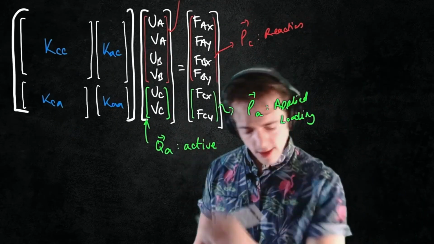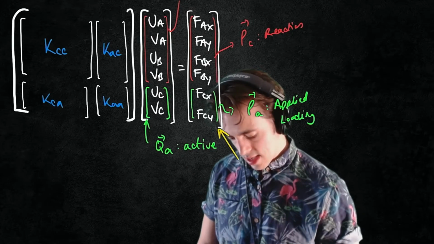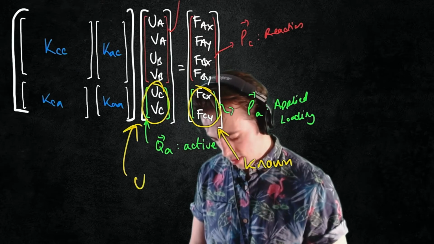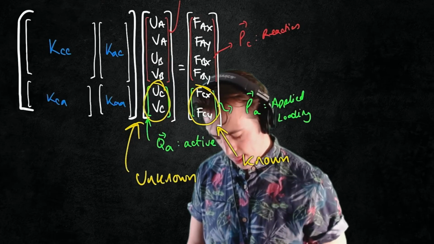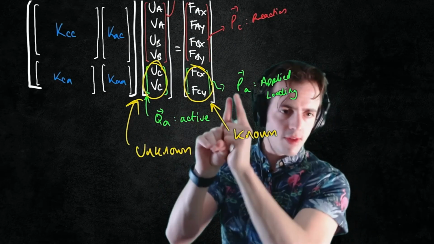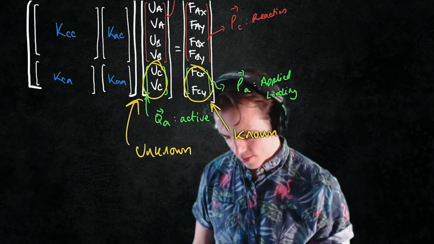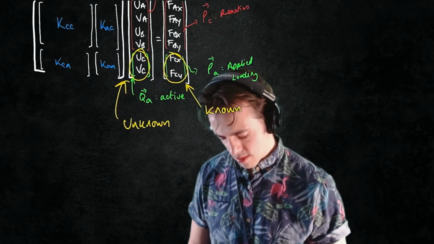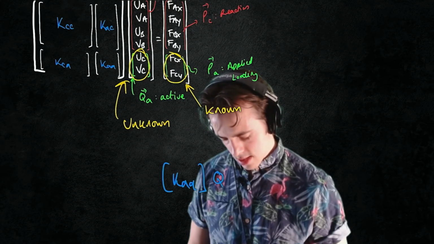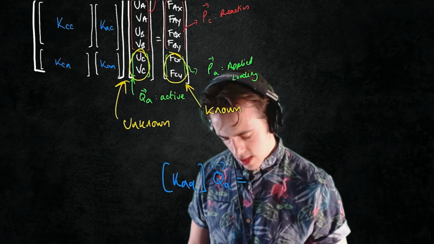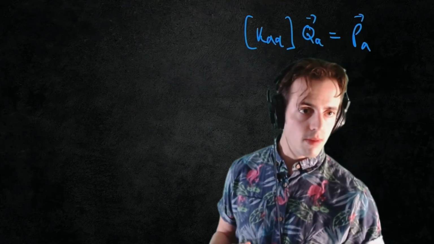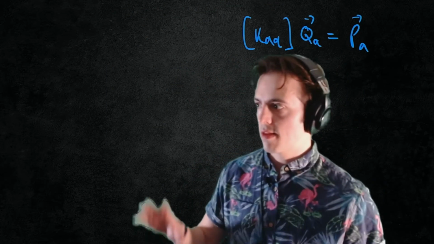And the reason why we like to set it up like this is because this bit here is known, and this bit here is unknown. So then we have a problem we can solve for these two bits that we want to know based on the bits that we know. So we set this problem up as KAA QA equal to PA. Okay, so we then solve this problem here. And that's what we're going to do with this next bit up here.